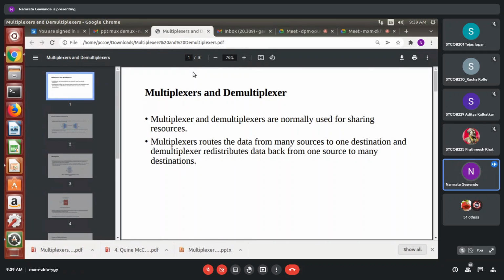Now I am going to start the concept of multiplexer and demultiplexer. In Unit 2, after the BCD adder and IC 7483, the concept given is multiplexer and demultiplexer. We'll start with it. This is a very important concept from the exam point of view also. We need to cover it, so in these 2 days, we'll cover this concept, that is mux and demux.